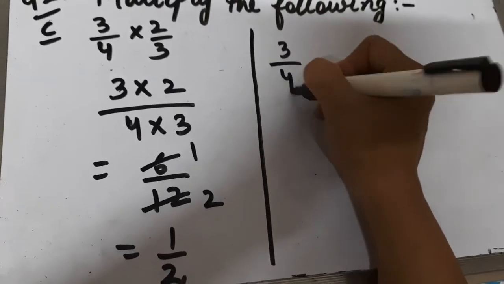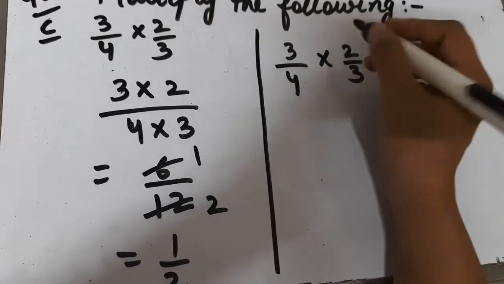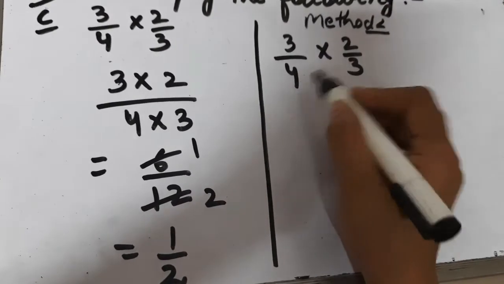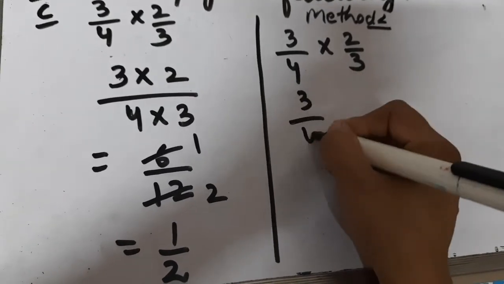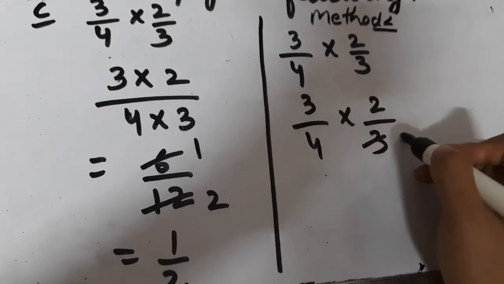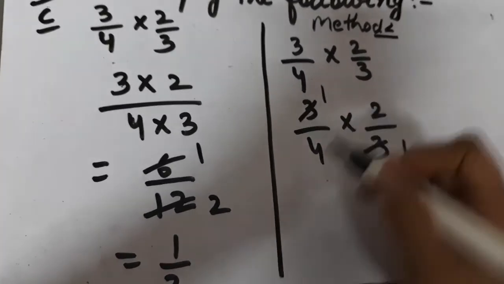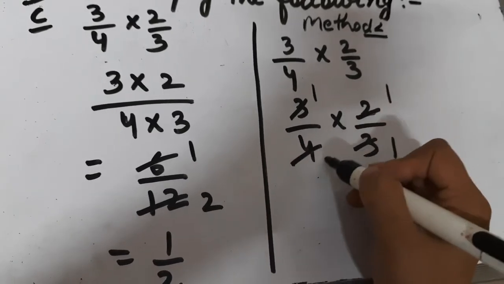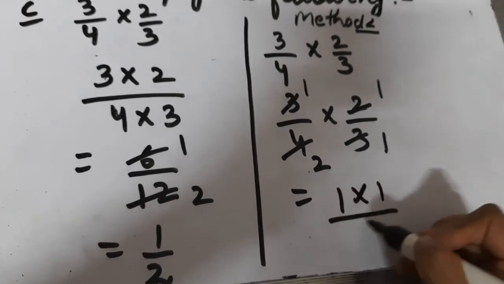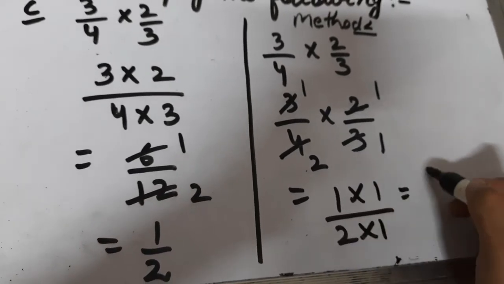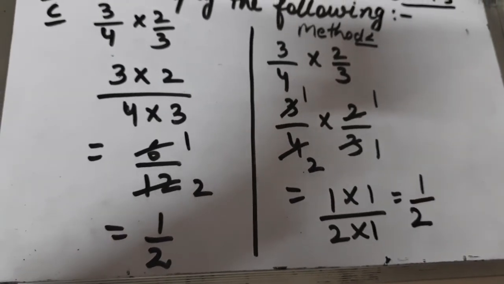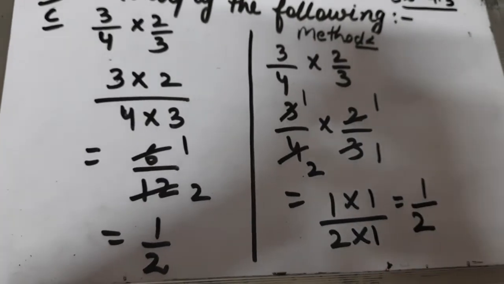3 upon 4 multiply by 2 upon 3. This is the method 2. In method 2 what we do, we simplify the numerator with the denominator. Now see here there is 3 and here also 3. 3 1s are 3, 3 1s are 3 and 2 1s are 2, 2 2s are 4. So this will be 1 multiplied by 1 upon 2 multiplied by 1, and 1 multiplied by 1 is 1, 2 multiplied by 1 is 2. So this way you will solve C part of question number second. Now let's start D part.